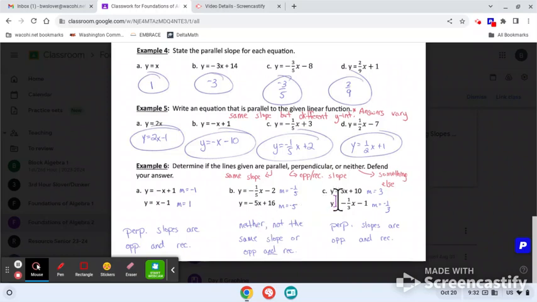And then letter C, we got another example of perpendicular. So if we have parallel lines, our slopes are the same. Our y-intercepts are different. If we have perpendicular lines, our slopes are opposite and reciprocals. Doesn't matter what the y-intercepts are. They could be the same. And if we have slopes that don't match either of those two, then it's nothing.